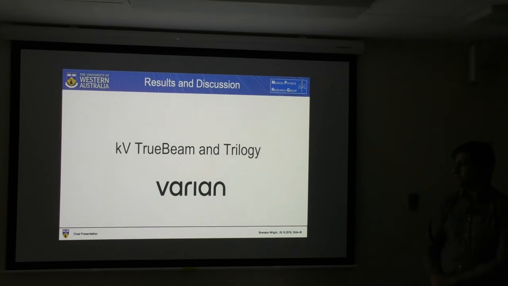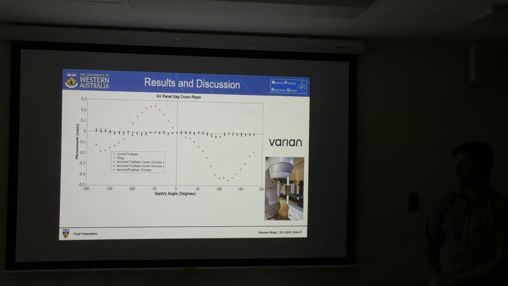The next data set that was considered was the KV in the TrueBeam and the Trilogy. This was to compare two different machines from the same manufacturer in terms of their results. So for the panel sag in the cross-plane direction, it's worth noting that the Trilogy was considerably worse compared to the TrueBeam data. It's also worth noting that there is an additional data set here, which is the covered TrueBeam data.